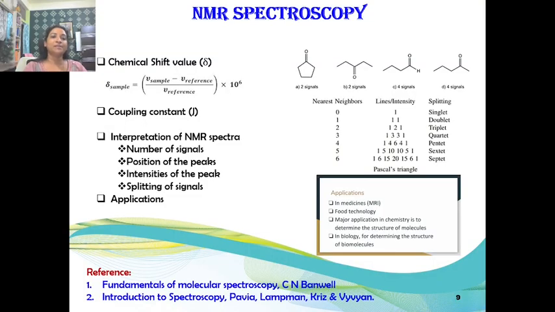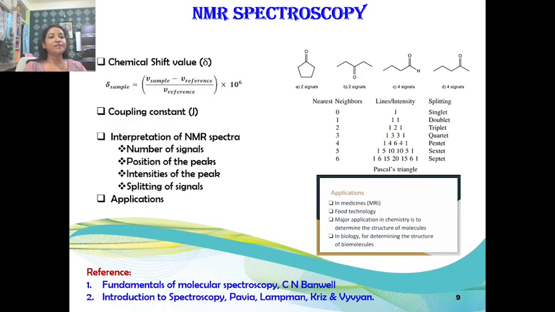Now chemical shift. We calculate the NMR data by coupling constant and chemical shift value. By chemical shift value we can predict the position of any atom in the spectroscopic data, and from the coupling constant we can predict the interaction between two adjacent centers of any molecule.